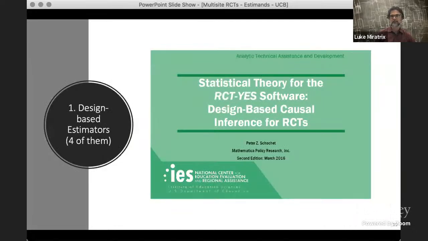So for design-based estimators in the world of education, there's a fairly nice overview of them written by Peter Schochet. Peter Schochet and others wrote this software package called RCT-Yes, which basically analyzes all sorts of randomized experiments using very low assumption design-based methods and gives you point estimates and standard errors. And they wrote this as documentation for that package.